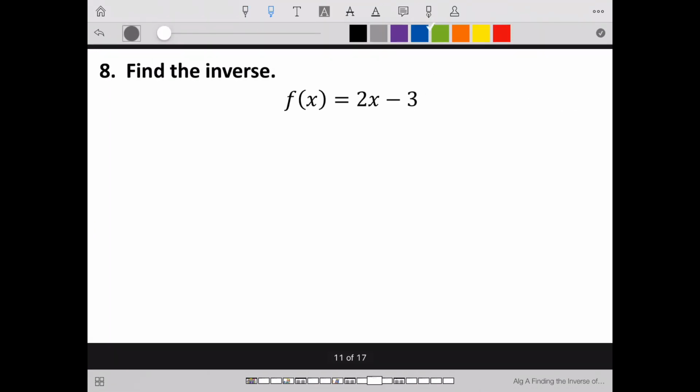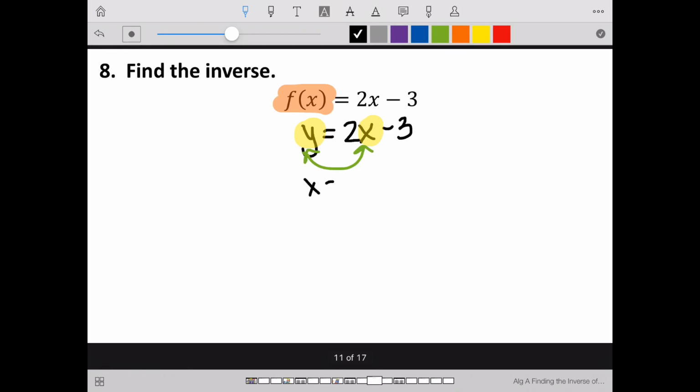Number 8. Remember, f of x means the same as y. So now I'm going to find my x and my y, and I'm going to switch their spots. So x equals 2y minus 3. And I'm going to get y by itself. So add 3 to each side.